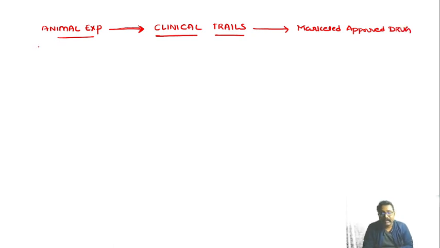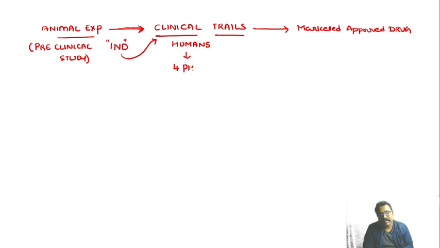So the candidate molecule which is taken for animal experiment is called preclinical study. And please remember, once the animal experiments have proven some benefit, the drug industry will apply for investigational new drug application. Only after receiving the investigational new drug approval, the candidate molecule can be taken up for clinical trial. So clinical trial is done in humans. Please remember, there are four phases of clinical trials.